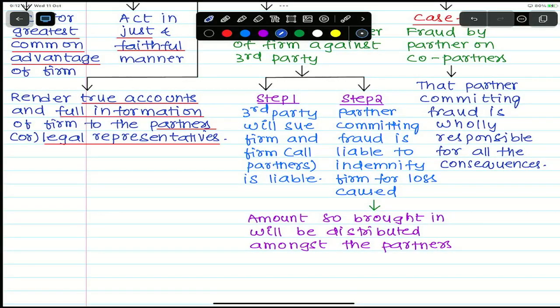Understood this answer clearly, whatever I am writing there? So first step number 1, what will happen? Third party will sue the firm and firm is liable. Step 2, what will happen? Answer, yeah, partner committing the loss is liable to indemnify the firm for the loss caused. Amount so brought in will be distributed among the partners.